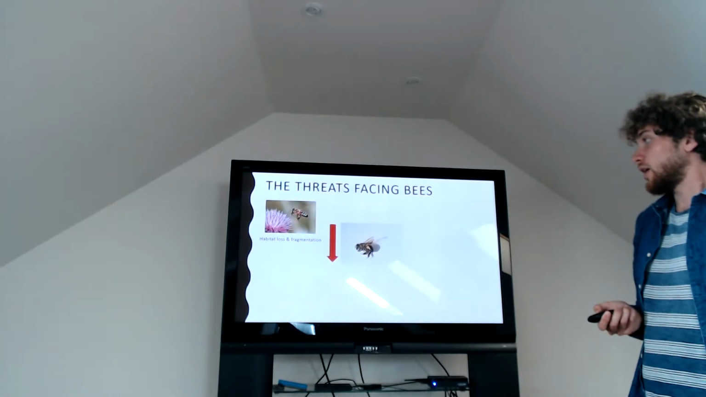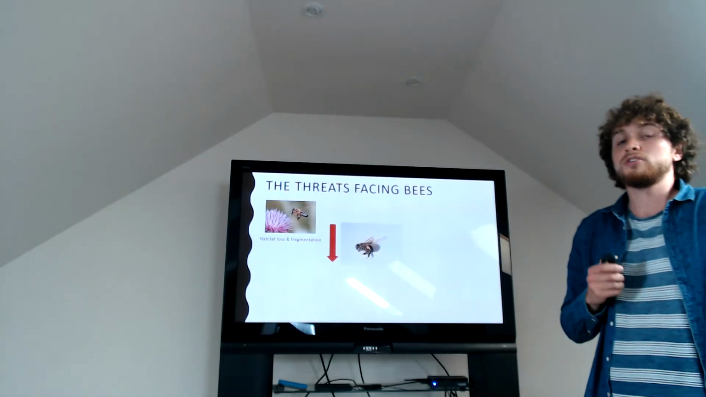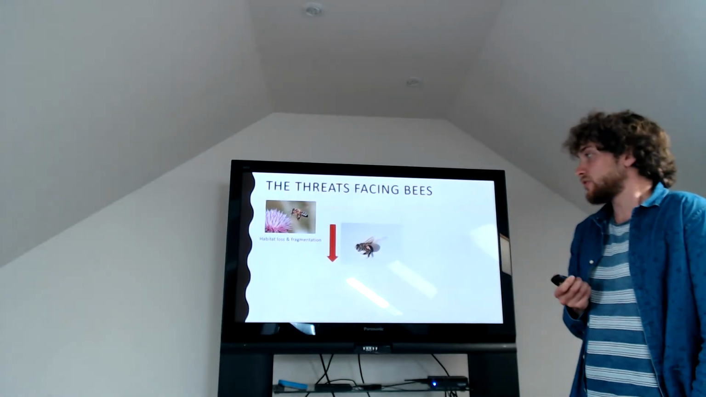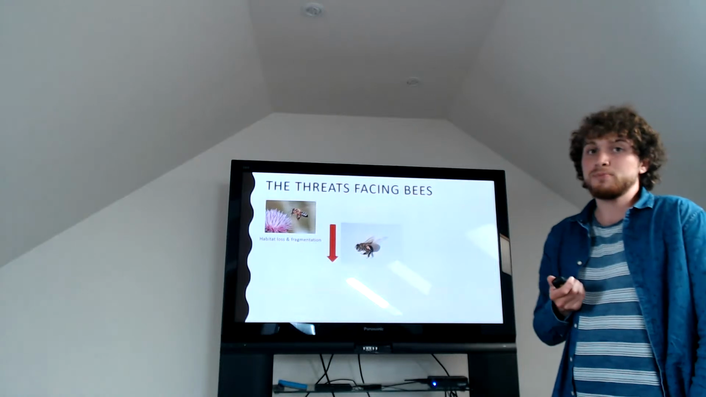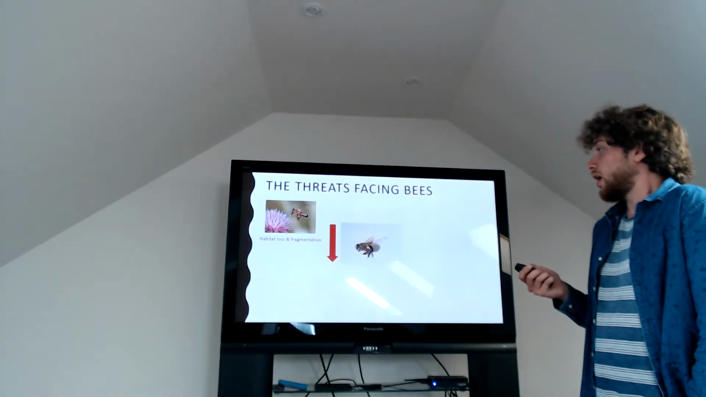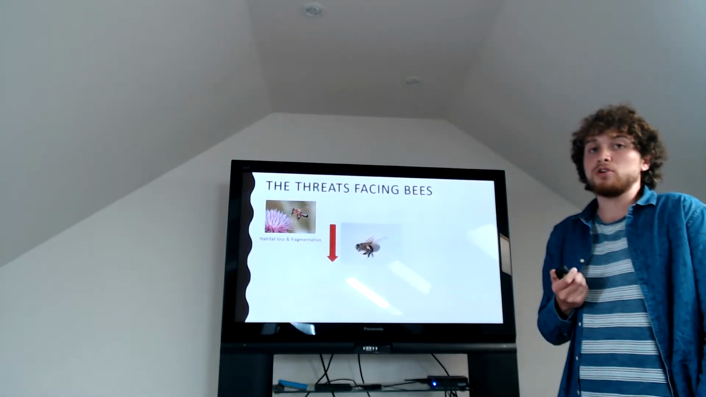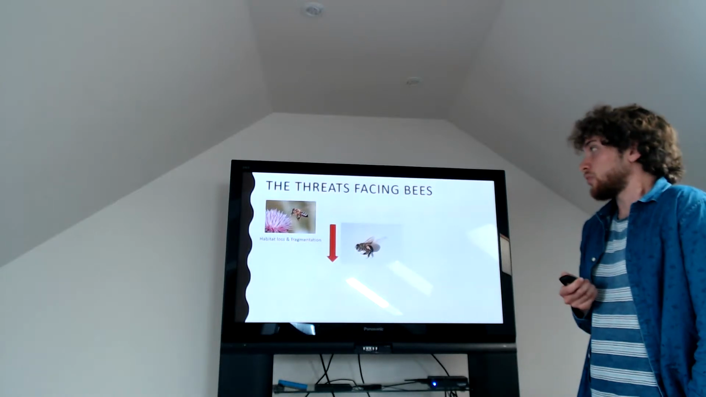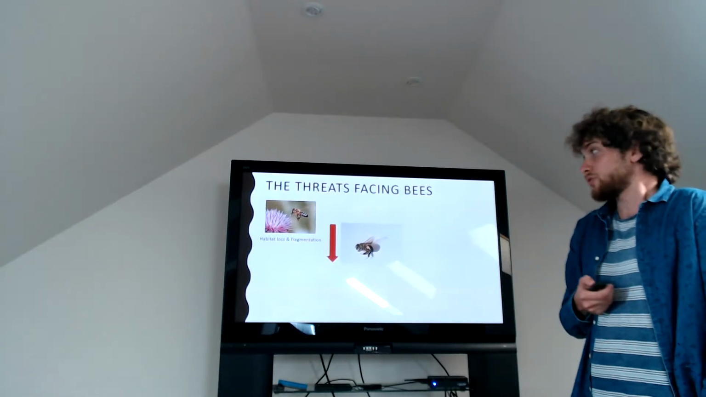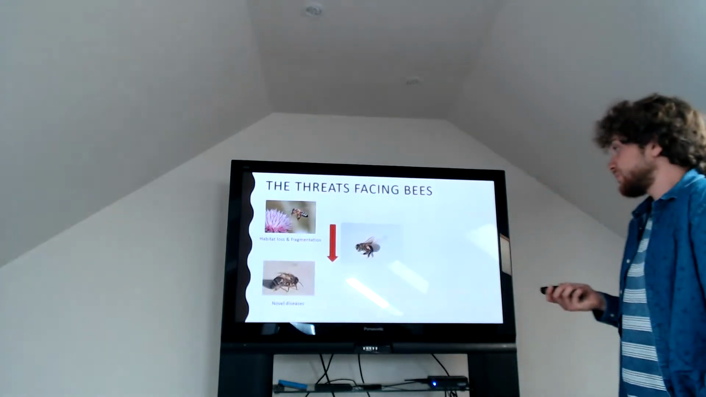So the first one, and which most scientists would agree is the main reason, is habitat loss and habitat fragmentation, and principally the massive loss of wildflowers, which is their main foraging resource. But that's not the only reason.